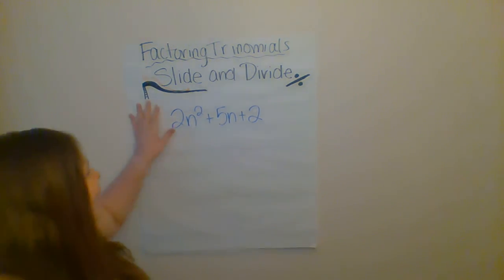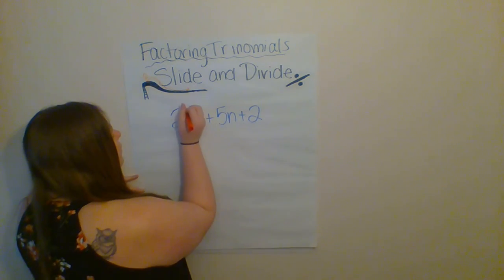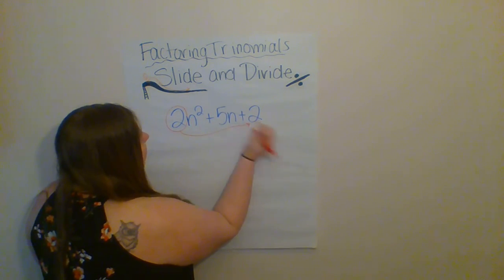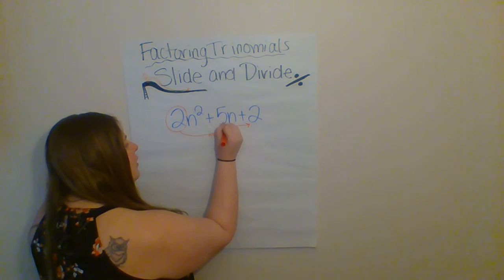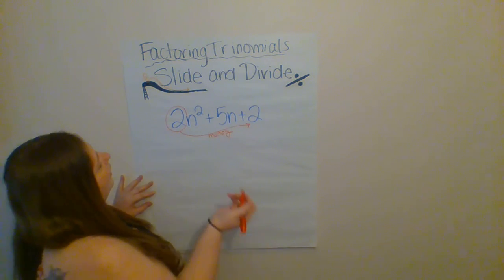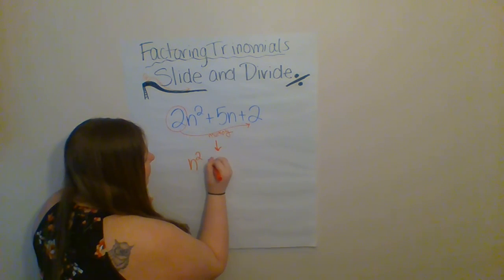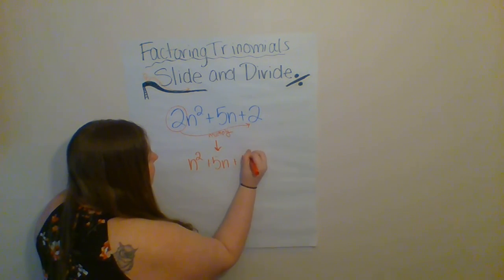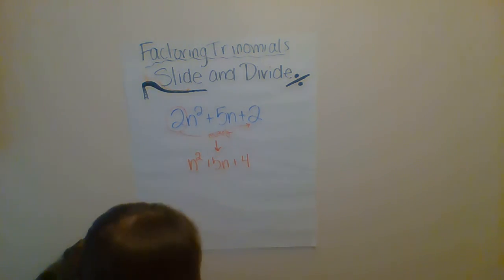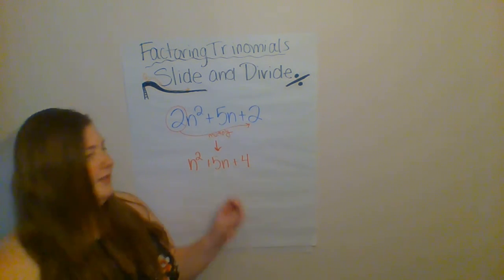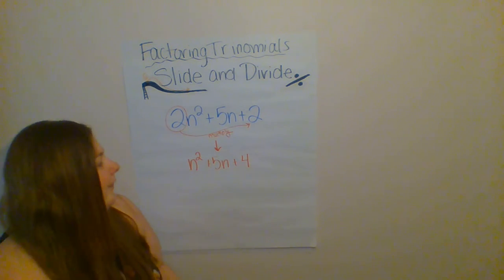So in this method, we are going to slide a to c. So we're going to take this 2 and we're going to slide it into that 2. And what we mean by slide is we're going to multiply it into it. And we are going to rewrite this now as n squared plus 5n plus 4. So this makes it look a little bit easier. n squared plus 5n plus 4 looks a lot easier than 2n squared plus 5n plus 2. So that's kind of where this method comes from.